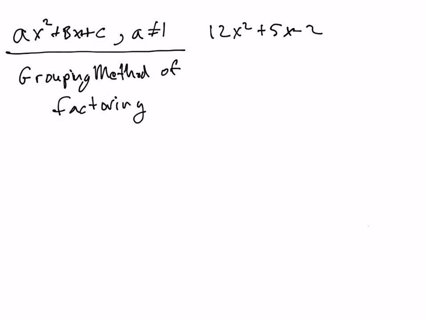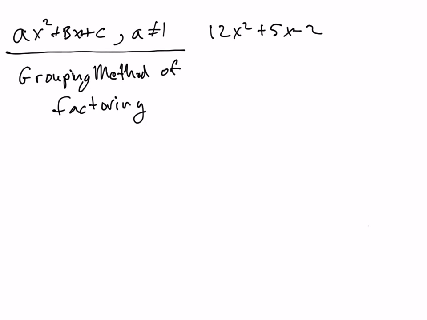In this video I'm going to explain how to solve or factor a trinomial that is in the form ax squared plus bx plus c, where a, which is the leading coefficient, does not equal 1. I'm going to be doing this using the grouping method. So an example of a trinomial that's in this form would be 12x squared plus 5x minus 2.